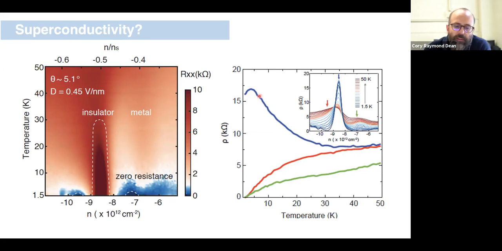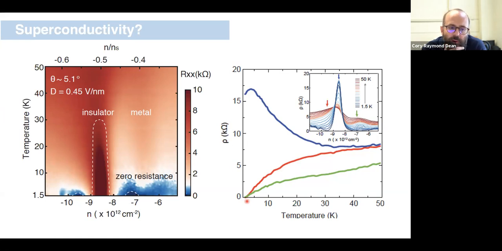Broadly, what we see is that if we carefully look at the temperature and density dependence around this half filling insulator, this is for the device at 5.1 degrees twist, then at some point, proximal to that insulator, we do see a pocket of resistance that looks like it's zero valued. And if I look at the rho versus temperature dependence, we see basically metallic behavior with a more rapid decrease towards zero as we lower the temperature. So in some sense, this resembles what you might expect to see if there were a superconducting transition.